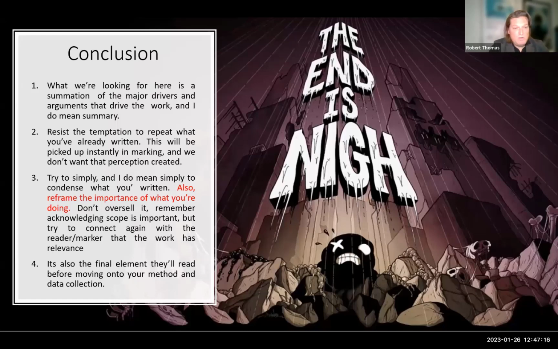So the conclusion, what we really want here is to reinforce the summation of the major drivers of your work. It's a great chance to reiterate your research question and frame the major selling point of that. And it's a chance to reconnect the reader with your work and its relevance. So it's very, very simple. Don't introduce anything new. There is no need for any new theoretical concept in here. It is a couple of paragraphs of summation that leads into the methodology.